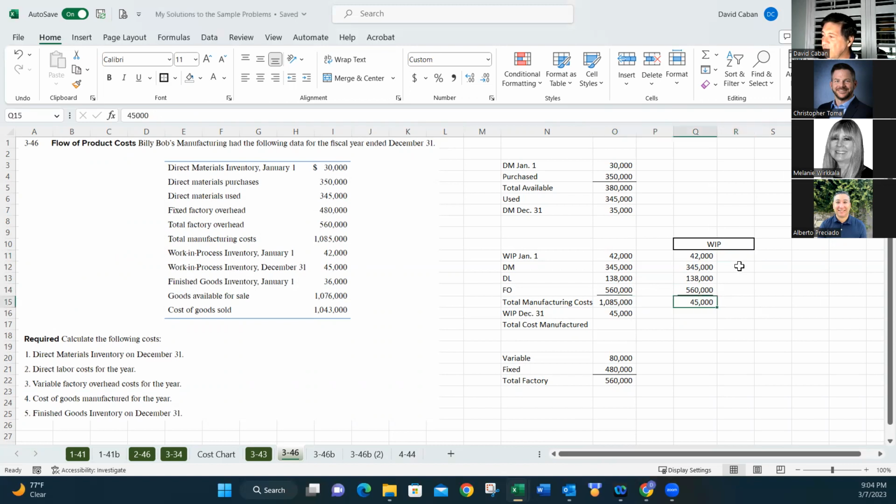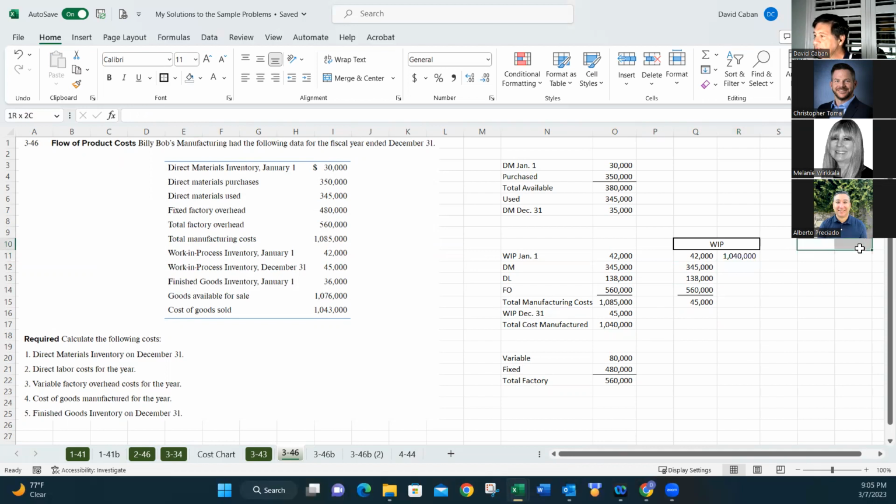And if I end with 45, I must have transferred something out to the finished goods. What's the total that I transferred out? 1,040,000, absolutely, right? I must have transferred out 1,040,000 to the finished goods category. That's the only way I end up with that balance of 45,000, right? So 1040, I'm missing a zero.